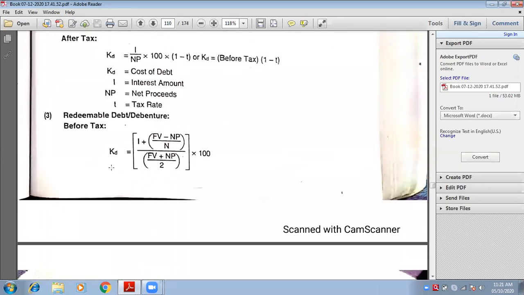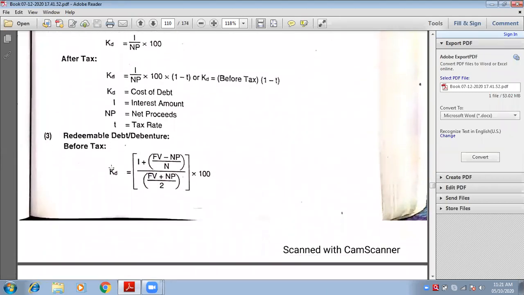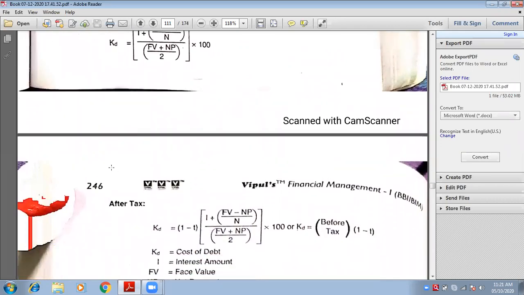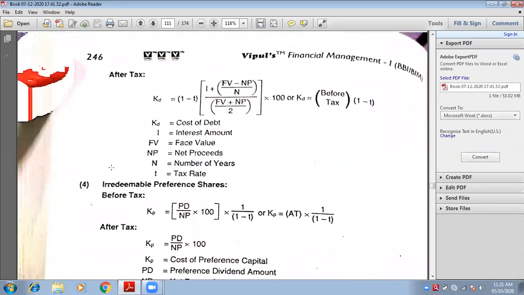Redeemable debt. It was irredeemable, now redeemable. Whenever there is redeemable debt, the formula will be I plus FV, where FV is face value. NP is net proceeds, because face value minus net proceeds. Why are you doing this? Because now debentures can be redeemed. Redeemable debentures can be sold off in the market.